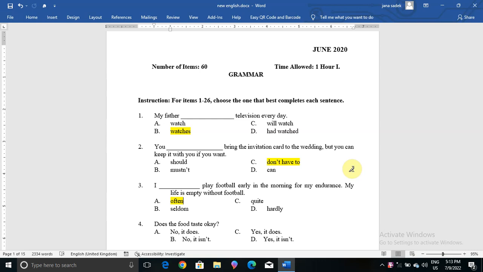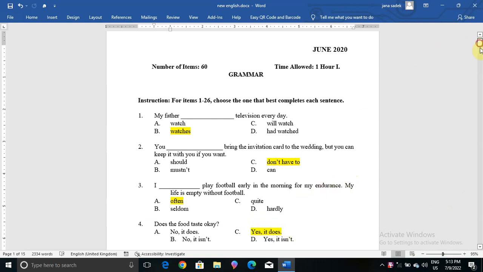Why is it not D? Because it says "isn't." First of all, it's negative. The second thing, it's not "by," which is how the question starts. So the correct answer for question number 4 is C, which is yes it does.